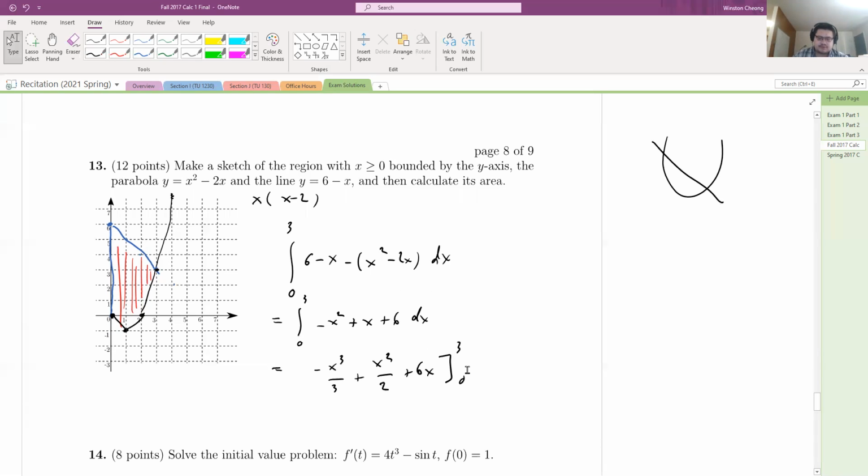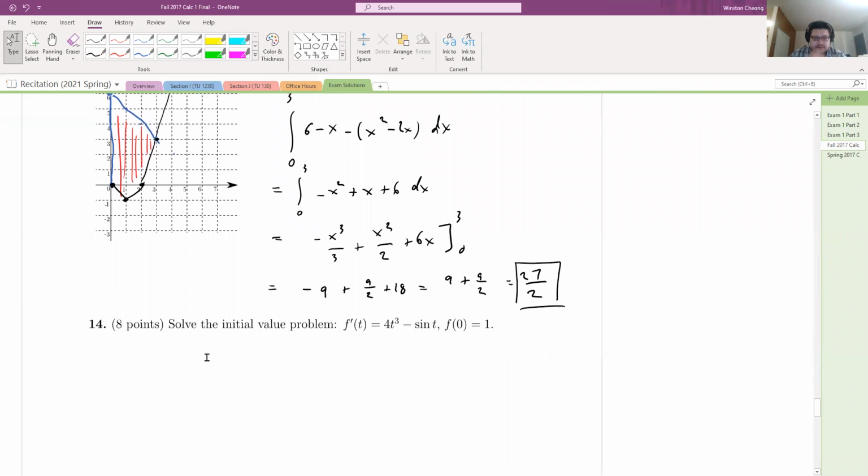Well, plugging in 0 is really easy, which is always a good thing for doing these problems. Okay, then plugging in 3, I have -9 plus 9 over 2 plus 18. So that's 9 plus 9 over 2, 18 plus 9, so that's 27 over 2. Okay. So that's the area of the shaded region in red.